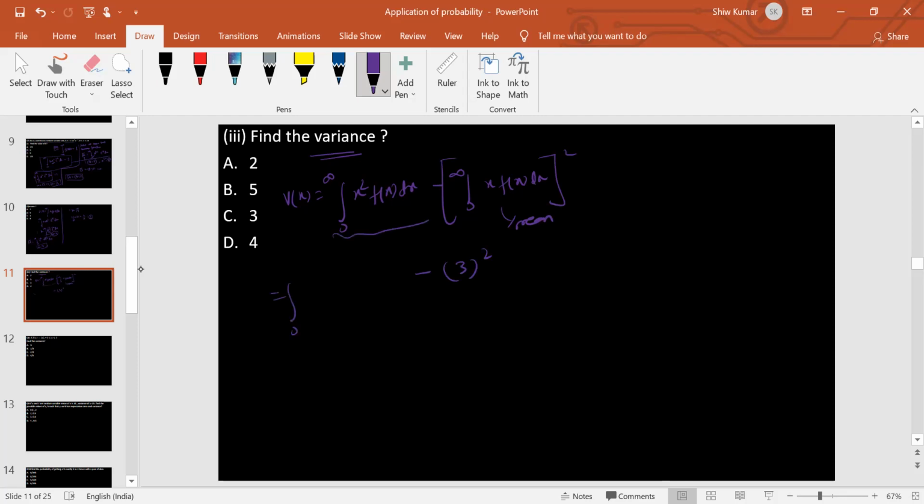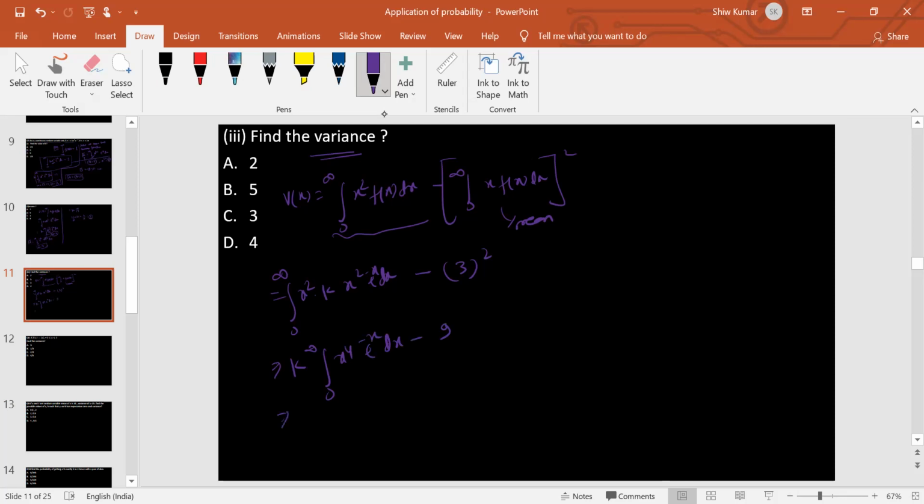So substitute the function value here. It's x square, and the function value is given as k into x square into e raised to minus x dx. So k you take outside, and it's the integral from 0 to infinity of x to power 4 into e raised to minus x, then you write the dx here. Then minus 9.